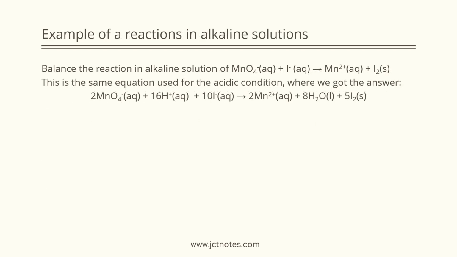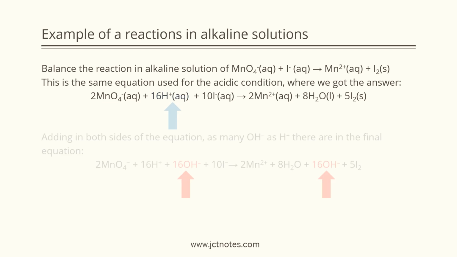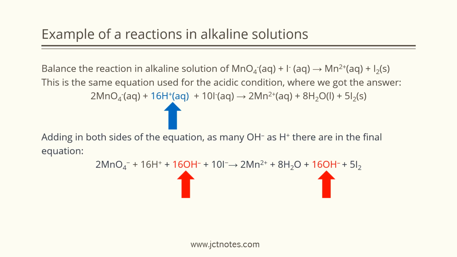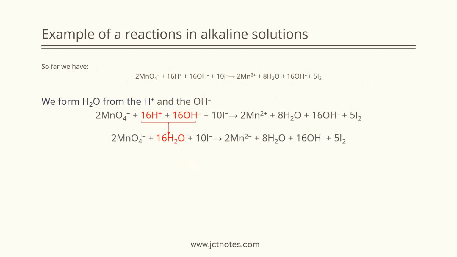We are going to balance, in an alkaline solution, the equation of the reaction between permanganate and iodide to produce manganese 2 and iodine. It is the same reaction that we used in acidic conditions, and we will start from the result obtained there. As in the original result, we have 16 protons in the reactants. We add 16 hydroxides on each side of the equation. In the next step, we form water by adding the hydroxide and protons together.